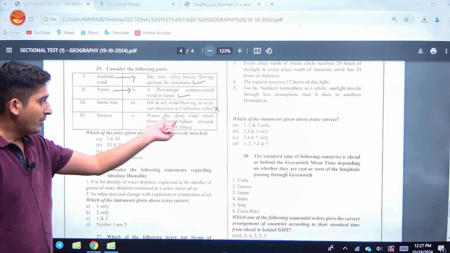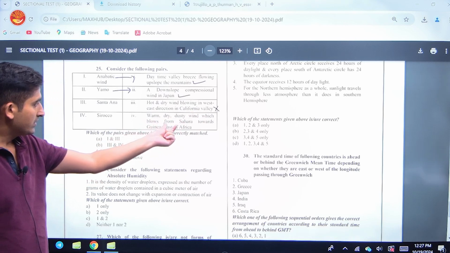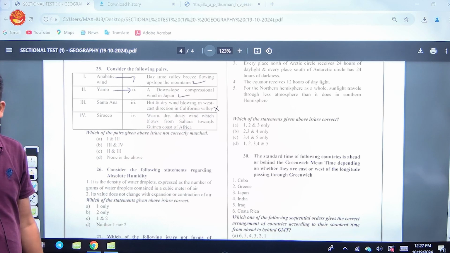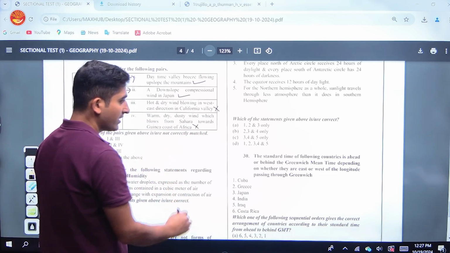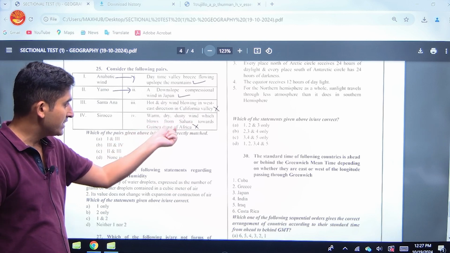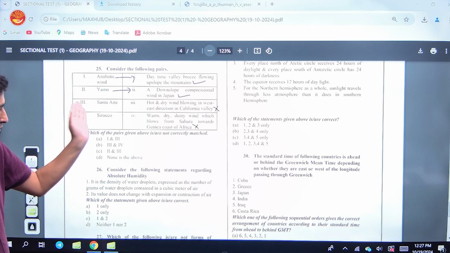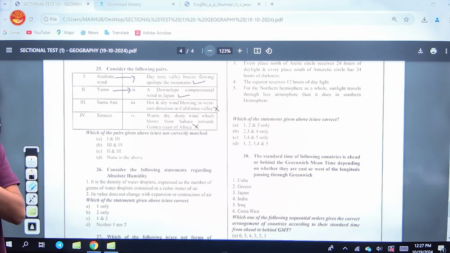Sirocco, warm, dry, dusty wind which blows from Sahara towards Guinea coast of Africa. This is false. This is Harmattan. Sirocco moves north of the Sahara Desert and it reaches the southern coast of Europe, Italy, Spain, these regions. That is Sirocco. लेकिन यहाँ पे क्या है? Warm, dry, dusty wind which blows from Sahara towards Guinea coast. जो यहाँ पे दिया है, it is talking about Harmattan. तो Sirocco थोड़ी है वो. Sirocco है क्या? नहीं है ना?